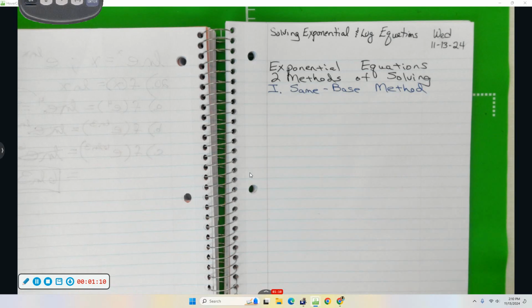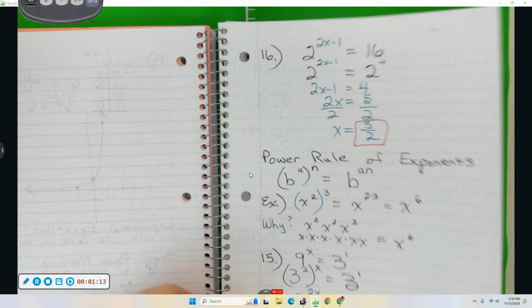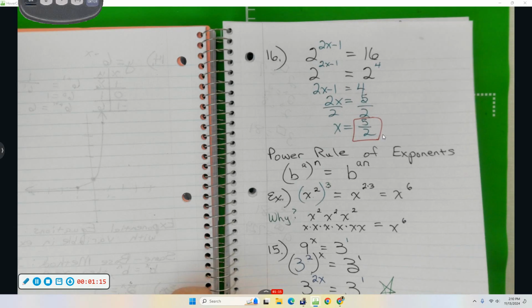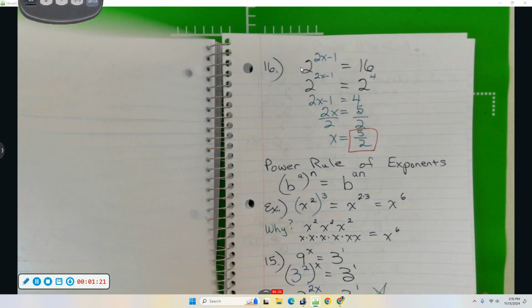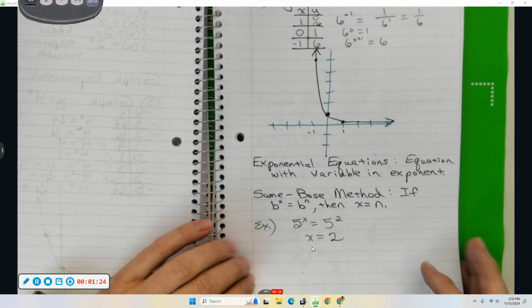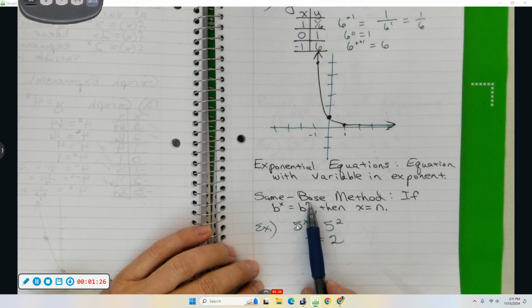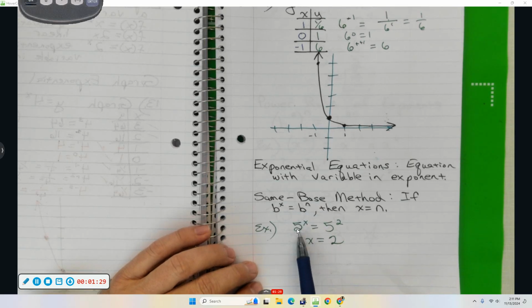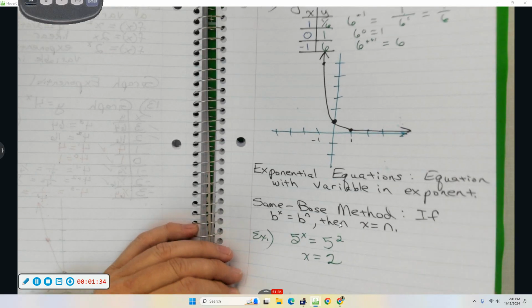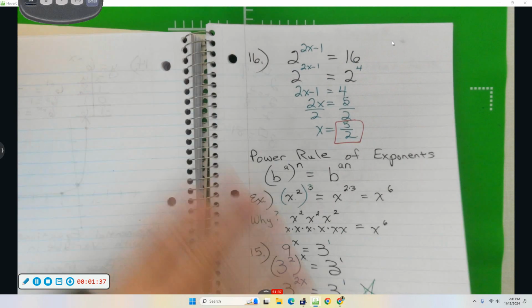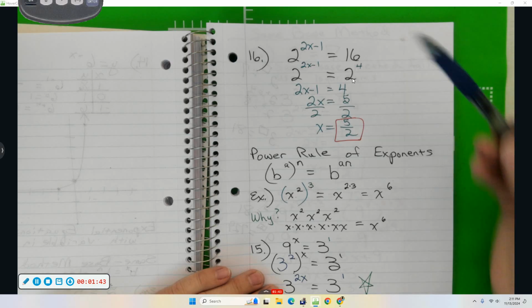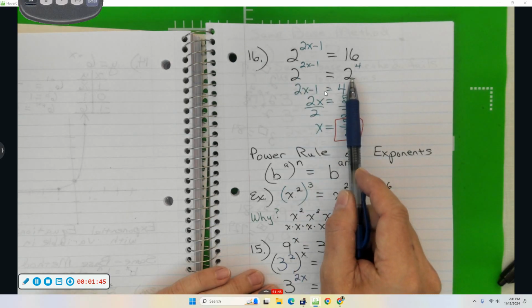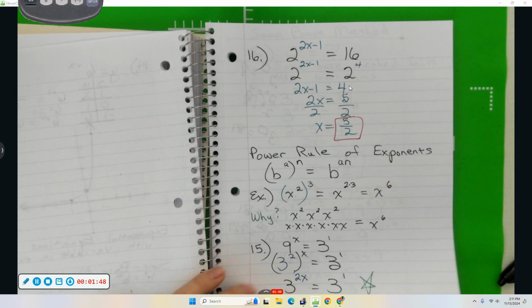And we said with the same base method, if you have the same base on both sides, then the powers have to be equal. And that was the job. The work was to get that common base. For example, 16, we had to write as 2 to the 4th power. We had the same base, so we dropped the base and set the powers equal.